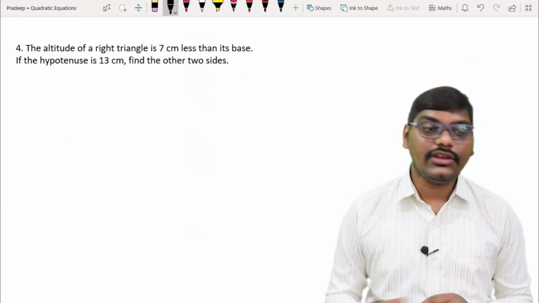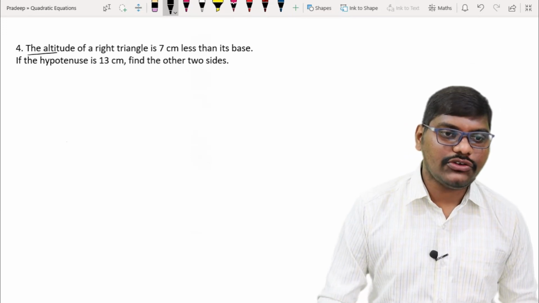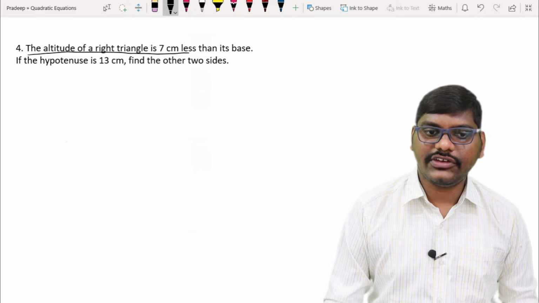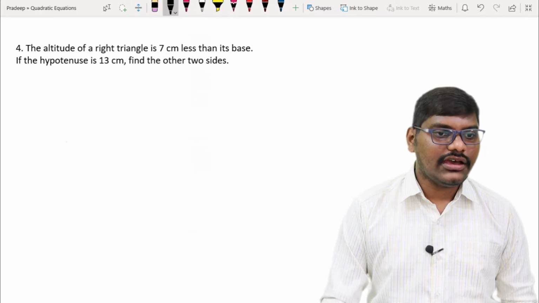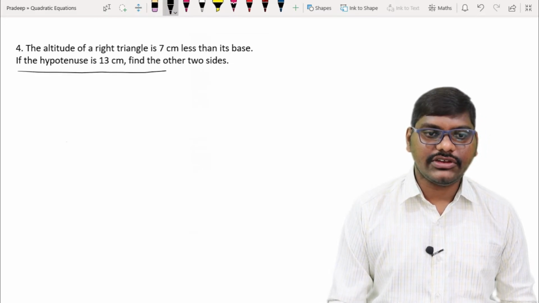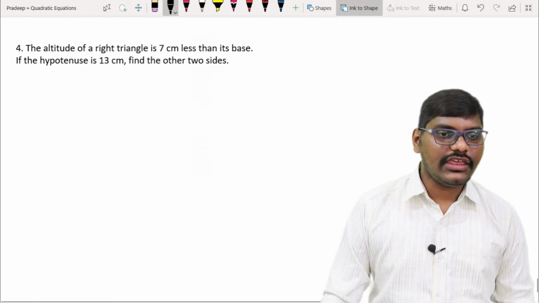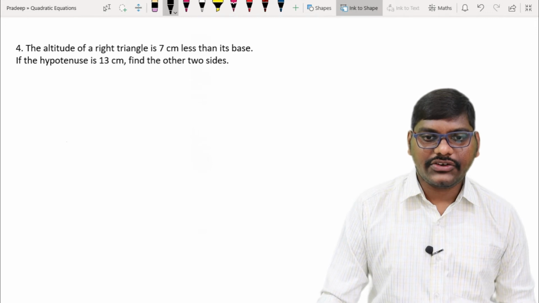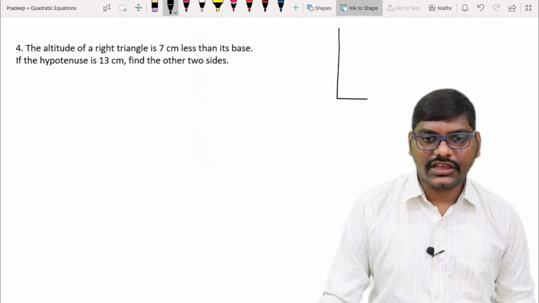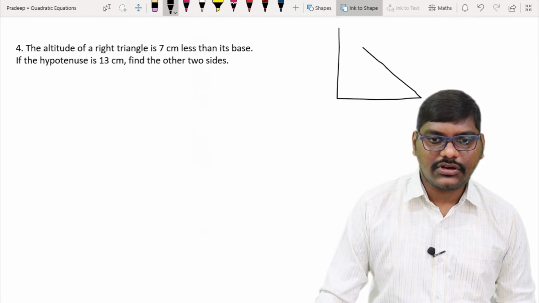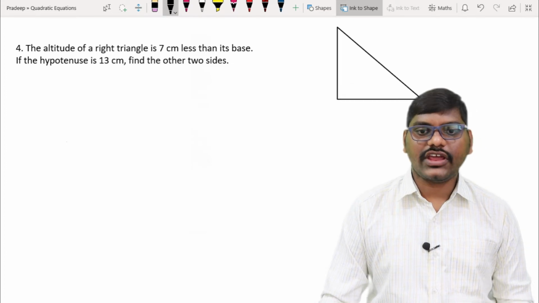Let's see the fourth question. The question says the altitude of a right triangle is 7 cm less than its base. If the hypotenuse is 13 cm, find the other two sides. Okay. So here they are talking about a particular triangle, a right triangle. So I'll just draw the triangle first for more clarity. So this is the triangle.